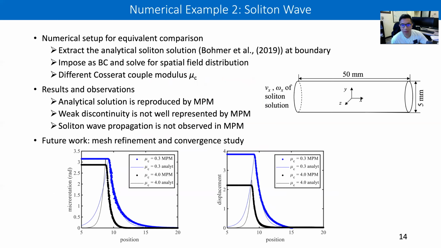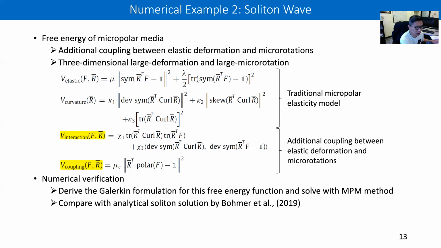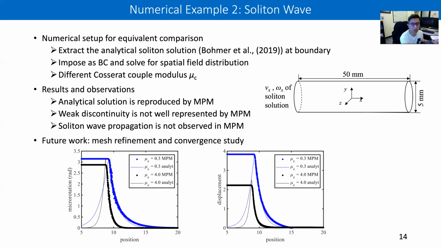So the setup is like what we show on the right-hand side. This paper has analytical solutions, and because the width discontinuity is not easy to represent, we simply use the right-hand side of the solutions and then check whether, for the right coupling term, we can obtain the same profile for the microrotations and displacement.